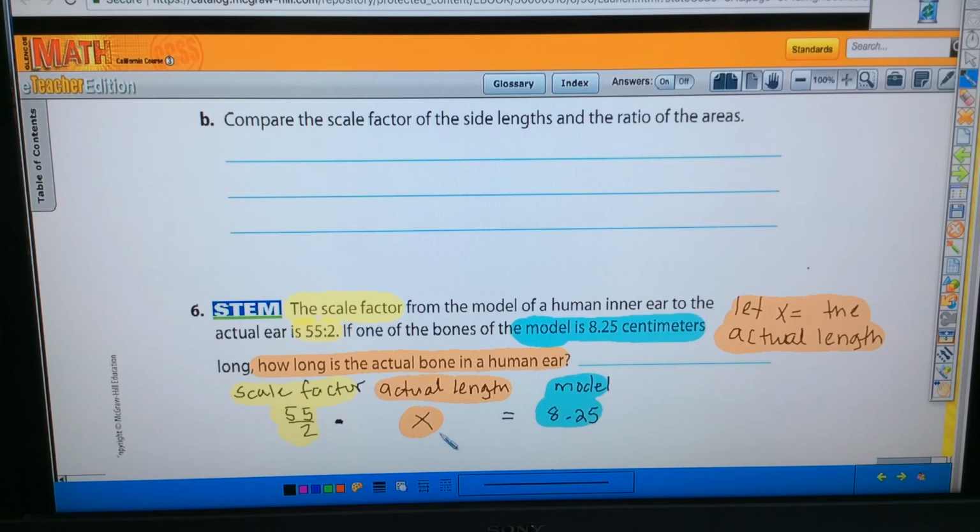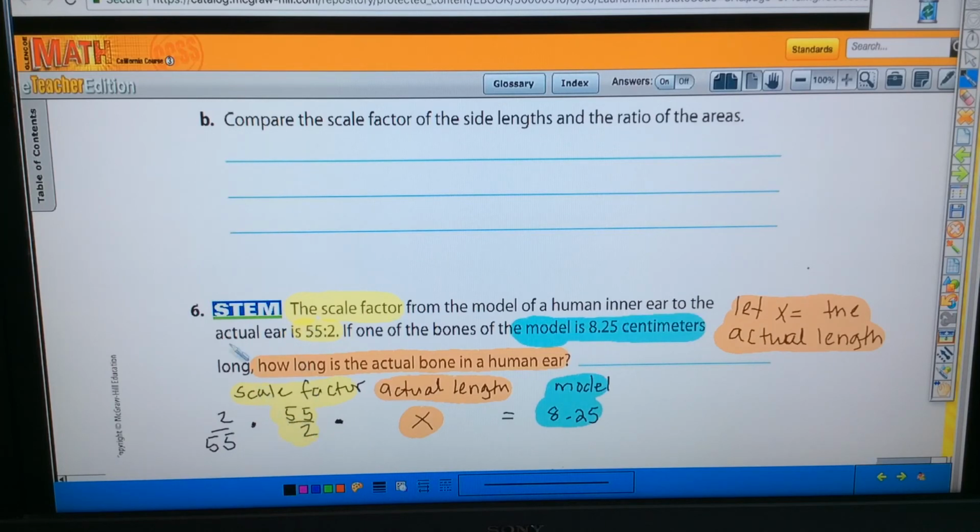So this is algebra, right? The unknown here is part of the question. So go ahead and solve for X here. You want to undo 55 halves times X. Well, obviously the opposite of multiply is to divide. How do you divide a fraction? Remember, everybody always forgets this one. Go ahead and make sure you multiply by the reciprocal. You're going to turn it into a multiplication problem and you're going to flip it.